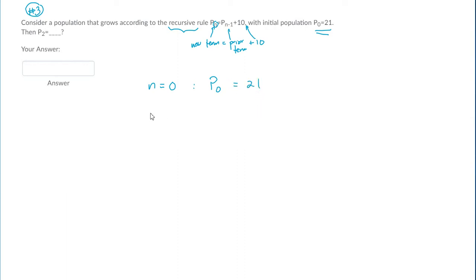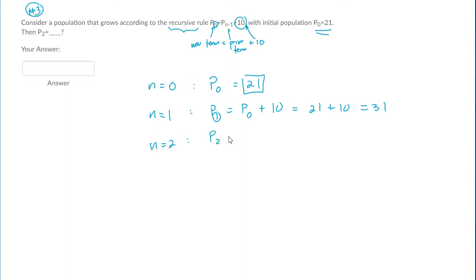Now, what about when n is 1? Well, P1 is going to be, according to the rule, the prior term. What's the prior term before the first term? If I subtract 1 from this index, I get index 0. So P0 is the prior term, plus what? Plus 10. Okay, now what is the value of P0? The value of P0 was the 21, right? So I'm getting 31.